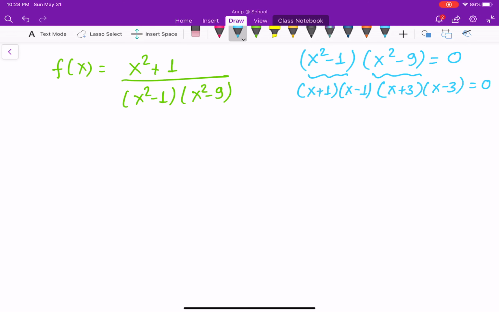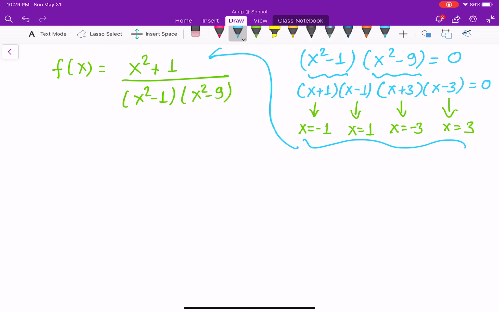Set each equal to 0, and you can clearly see when x plus 1 is set equal to 0, we get x equal to minus 1 as a solution. From x minus 1 we get x equal to 1. When x plus 3 equals 0, we get x equal to minus 3, and when x minus 3 equals 0, x equal to 3 is the solution. So we have these four numbers where the denominator is 0, but if you plug all of these numbers into the numerator, you can see that the numerator is still not 0, right?